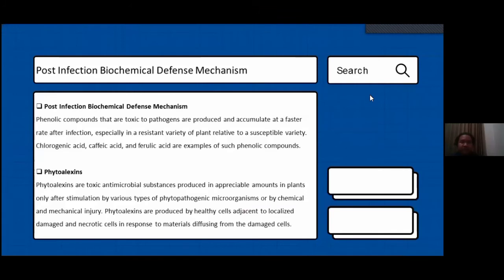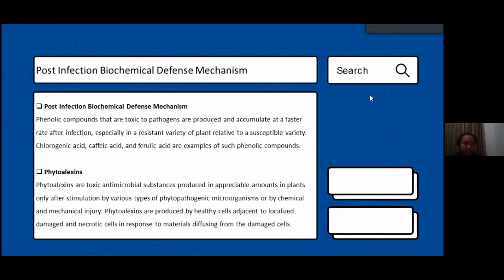Post-infection biochemical defense mechanism. Phenolic compounds that are toxic to the pathogen are produced and accumulate at a faster rate after infection, especially in resistant varieties of plants relative to susceptible varieties. Chlorogenic acid, caffeic acid, and ferulic acid are examples of such phenolic compounds.